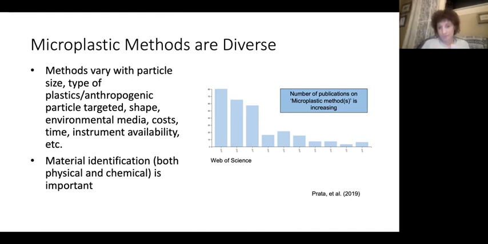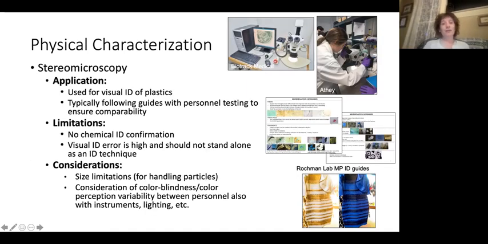And material identification, both physical and chemical, is really important. And you can see this graph is a little bit backwards, but if you look at Web of Science, starting from 2010 over here and going to 2019, you can see that the number of publications on microplastic methods is also increasing just as quickly as the publications on microplastics occurrence and effects. So physical characterization.